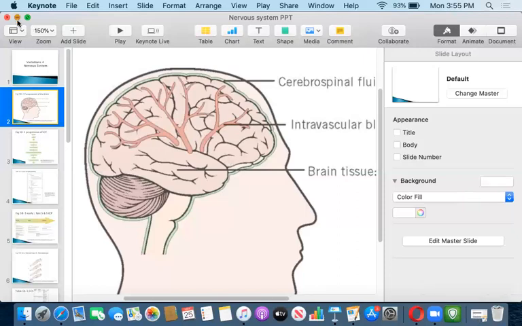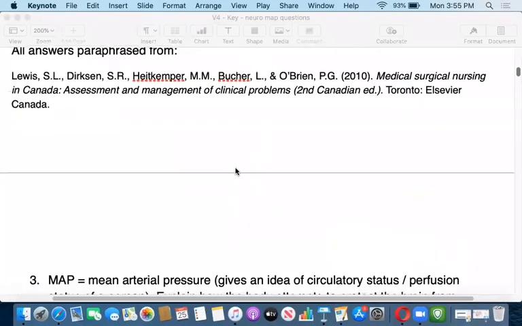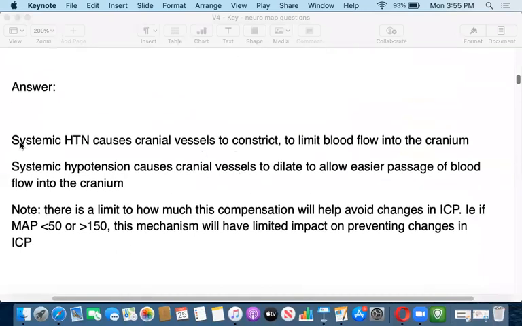And if we take a look back at the questions, number 3 summarizes what I just said right here. Again, hypotension might be a reason why the brain is starved of oxygen and nutrients. The brain will simply cause cranial vessels to dilate in the hopes that that allows more blood to pass through.